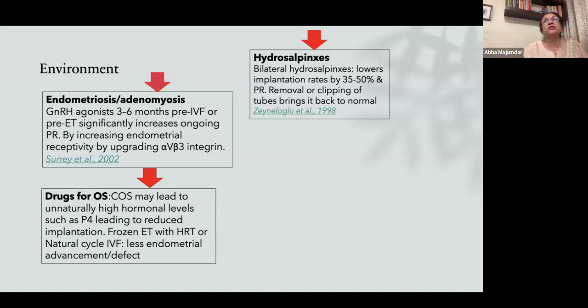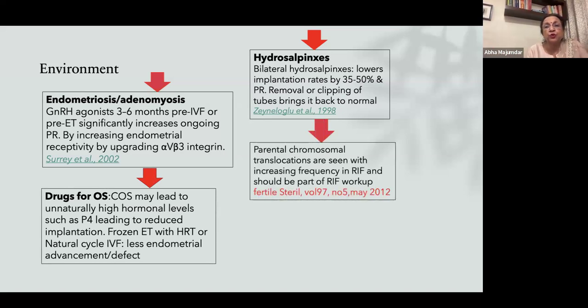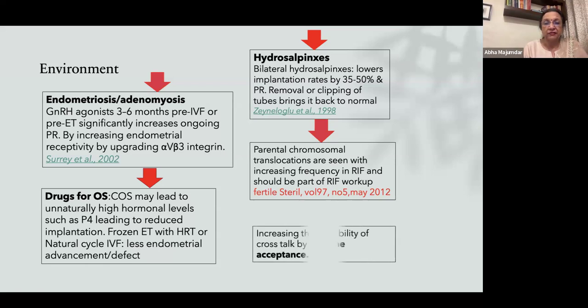And when we put it, already it is post-receptive and hence may not implant. Same way, parental chromosomal translocations are also seen with increased frequency of RIF because of the translocations and should be part of the RIF workup.